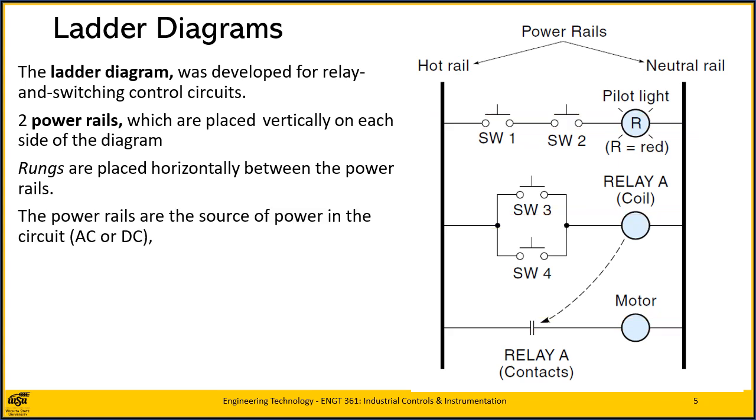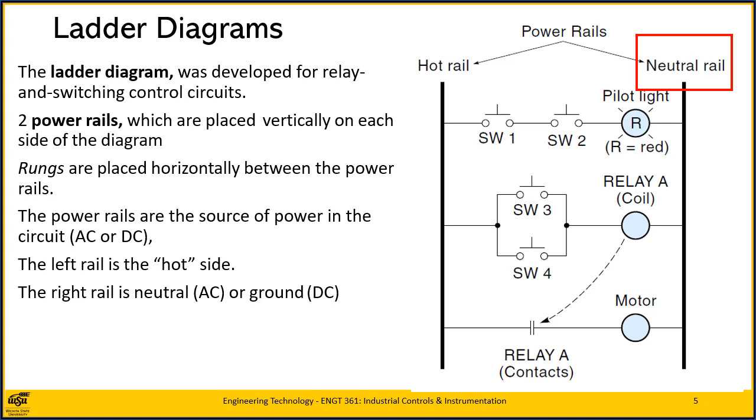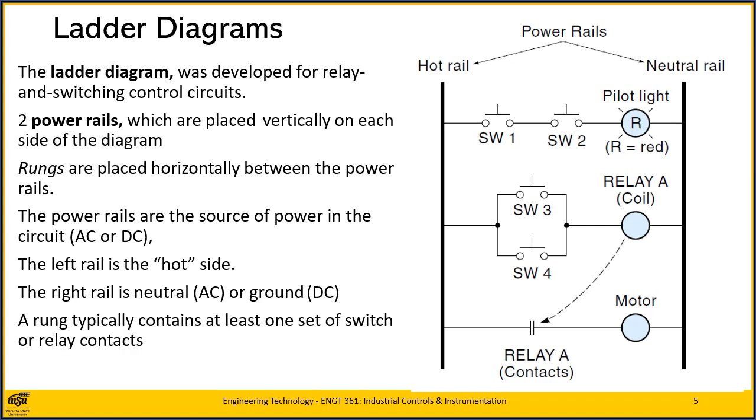The power rails are the source of the power in the circuit, either AC or DC, where the left rail is the hot side and the right rail is the neutral or ground if it's DC. Therefore, each rung is connected across the voltage source and is an independent circuit. A rung typically contains at least one set of switch or relay contacts, and usually only one load, such as a relay coil or motor. When the contacts in a particular rung close to make a continuous path, then that rung becomes active and its load is energized.